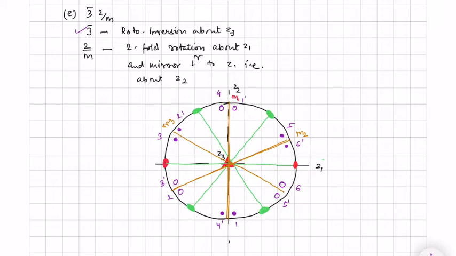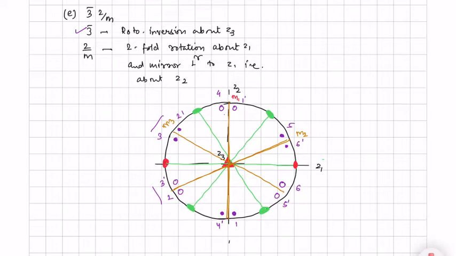Okay. And if you see, all these points are consistent with the mirror symmetry as well. So if you see 4 and 1 dash, they have mirror. 3 and 2 dash, they have mirror. 2 and 3 dash have mirror. So this way they are consistent with the mirror operation and the other two fold axes of rotation as well. So this was all about the point groups for rhombohedral or trigonal system.